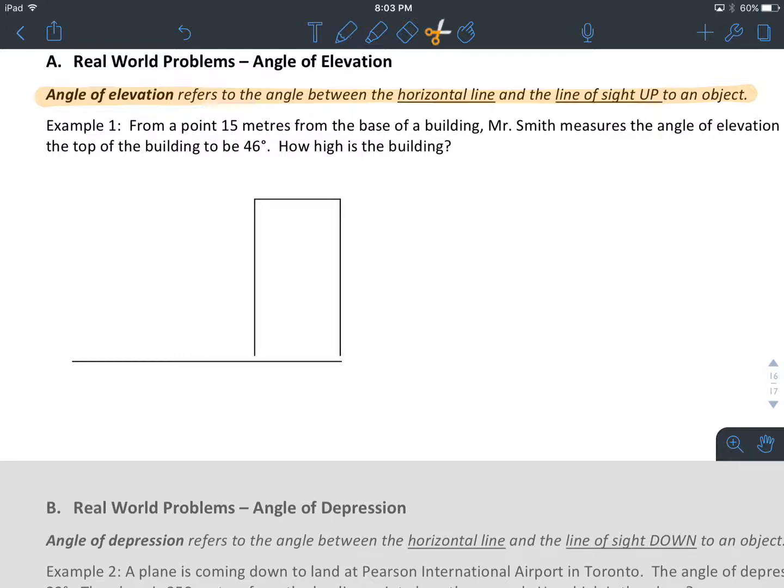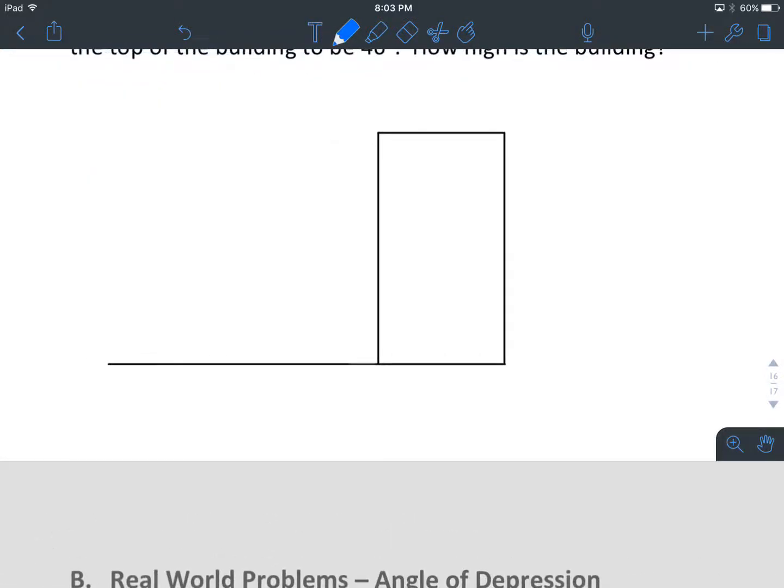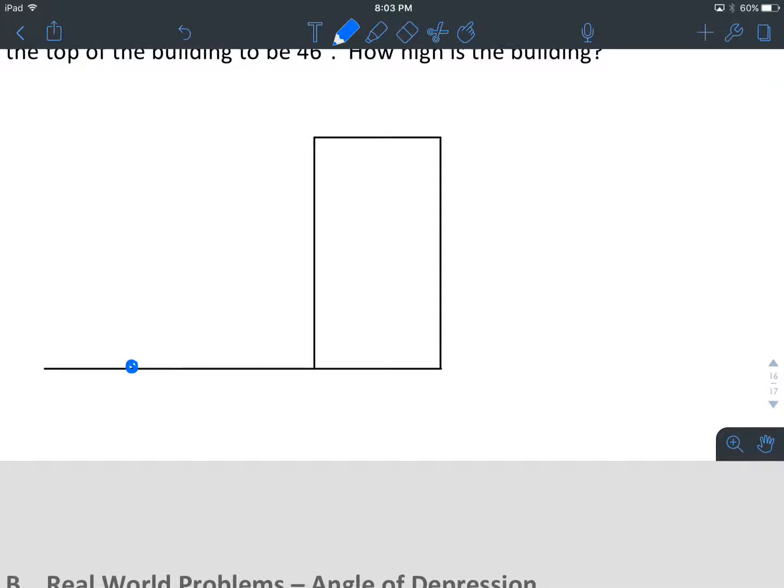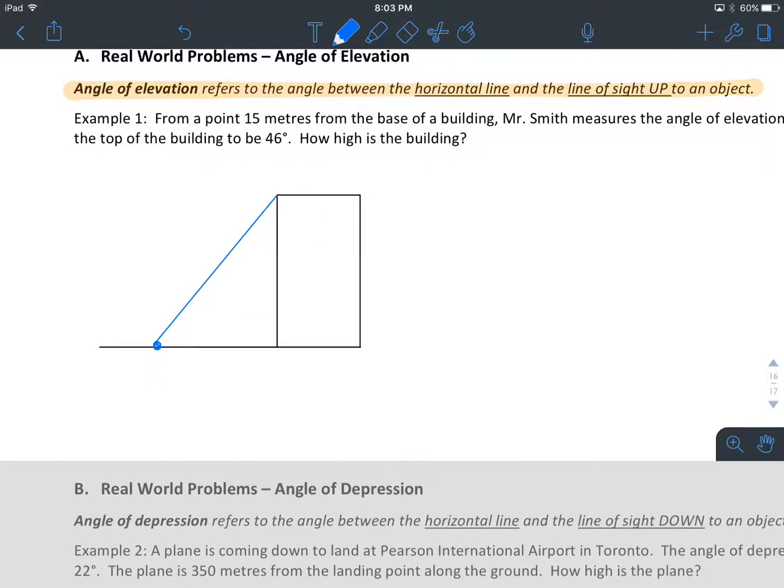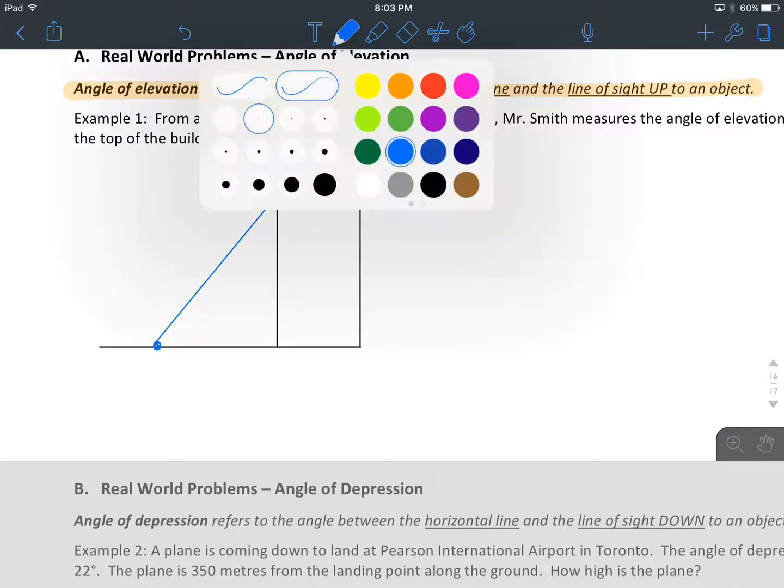So it says that, there's our building, I'll scooch it down so it touches the ground, from a point 15 meters from the base of the building. So I will do myself here in blue. So here I am 15 meters from the bottom of the building. So there's me, and I am looking up at the top of the building. So there I am, looking up, top of the building. There we go.